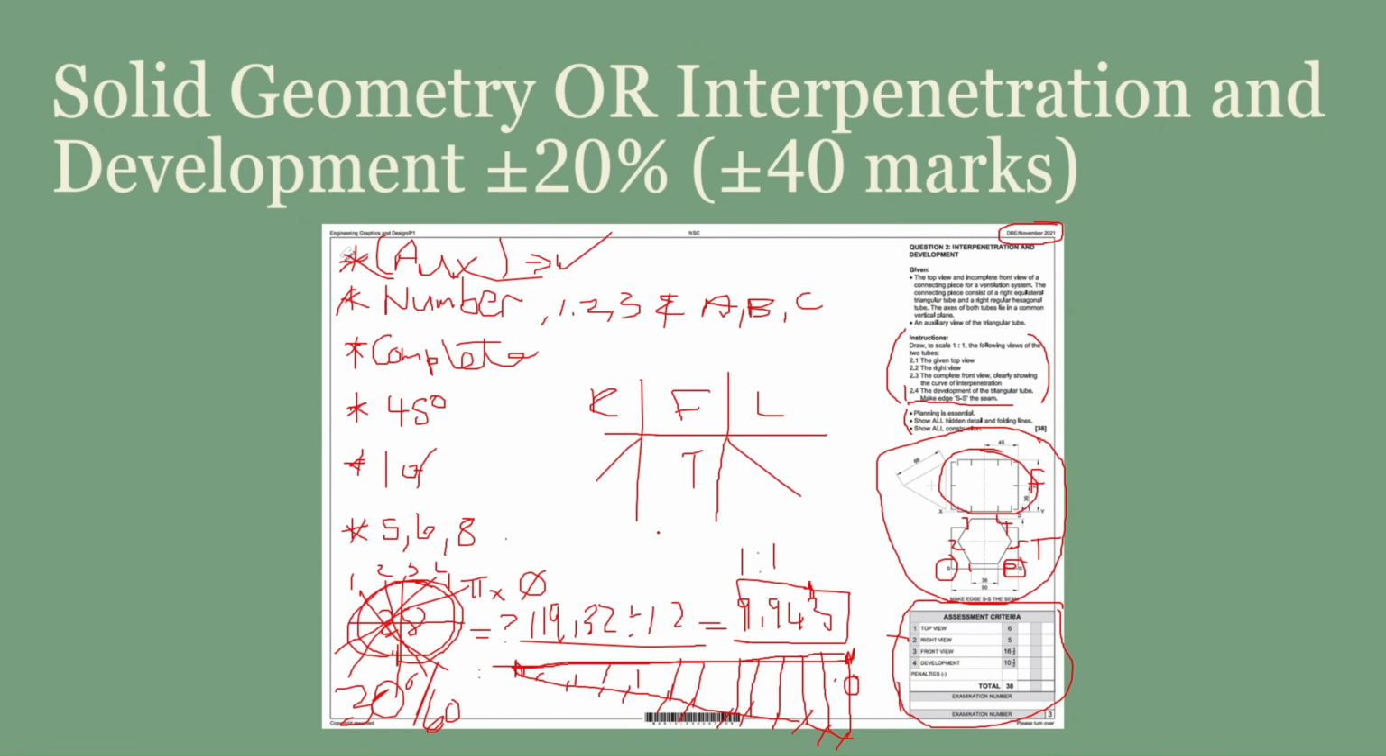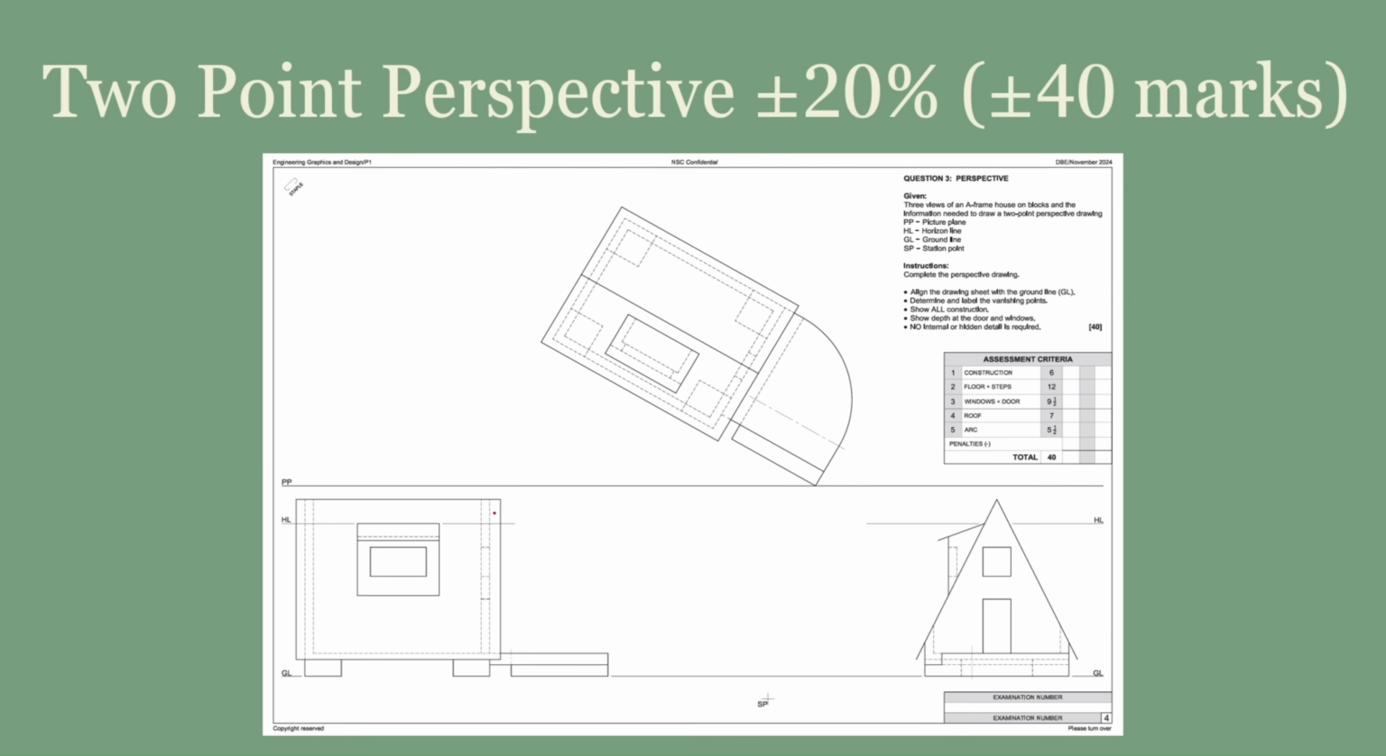And that is it for interpenetration and development. Now, a 2-point perspective is definitely going to test your knowledge. The first thing that you need to do is to determine the vanishing point. Now, if we have a look at the top view here, we can see that the top view is rotated at 30 degrees and 60 degrees. This is important information regarding the construction of our vanishing points.